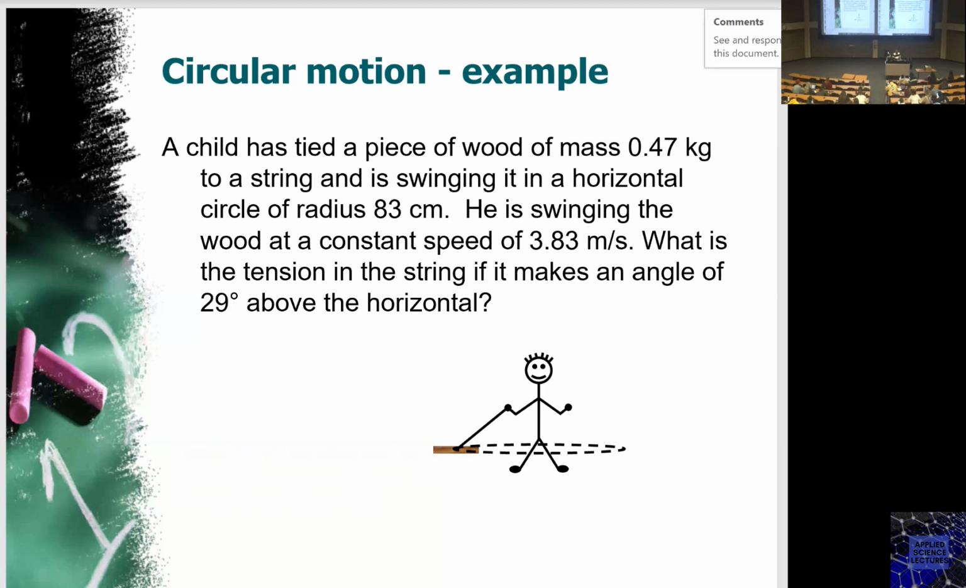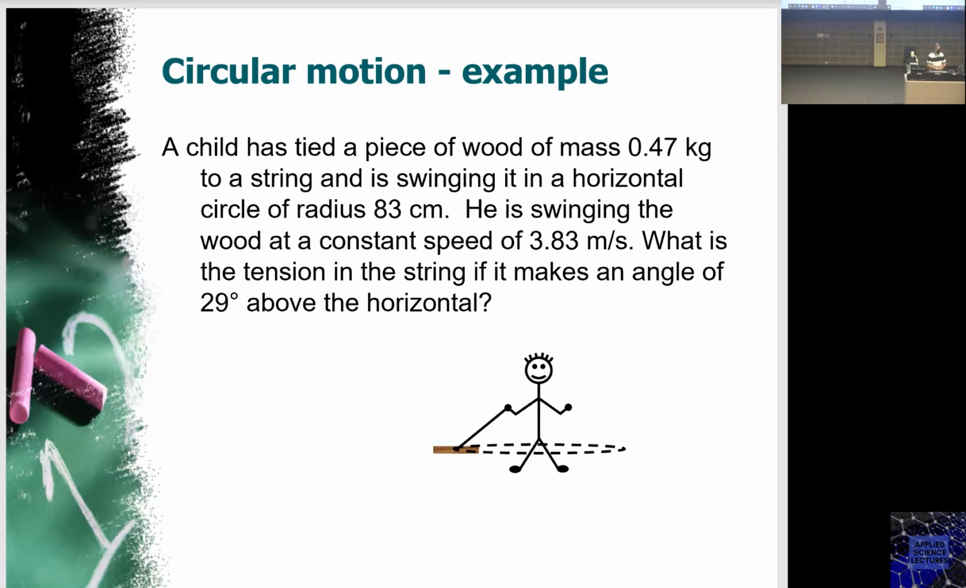In this example, we have a child who has tied a piece of wood of mass 0.47 kilogram to a string and is swinging it in a horizontal circle of radius 83 centimeters. So if you think about it, he's holding the string this way, causing it to rotate in a circular path in a horizontal plane. The constant speed is 3.83 meters per second. What is the tension in the string if it makes an angle of 29 degrees above the horizontal? So we need to calculate the tension in the string.